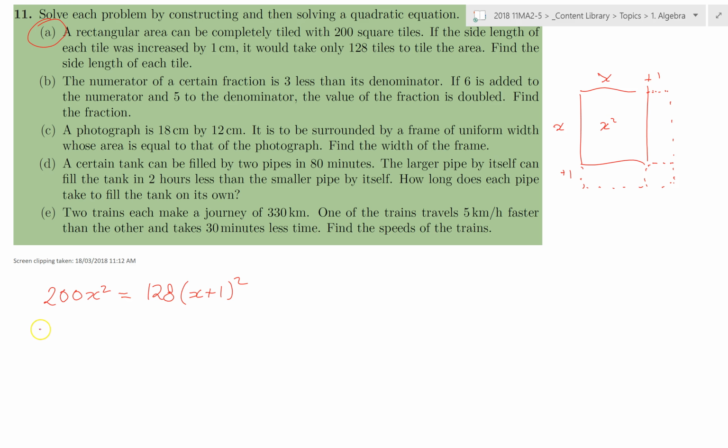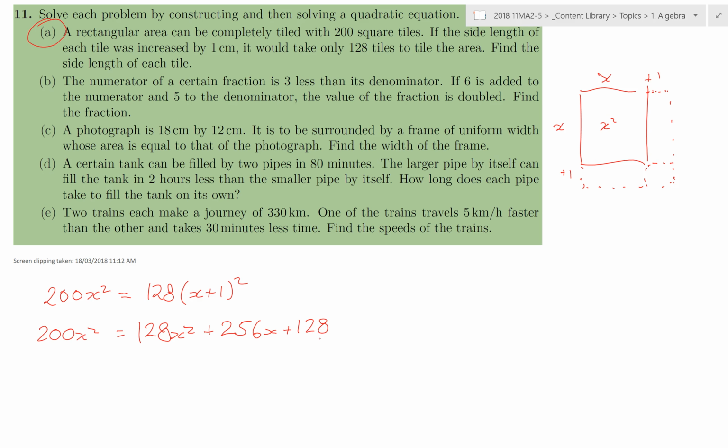Let's expand this out. 200x squared equals, now we're going to do two of these at once. Square this, x squared, 128x squared. Multiply them together and multiply it by 2. Multiply those together, I get x. Multiply it by 2, I get 2x. 2x times my 128 is 256x. Square that one is 1 times this, plus 128. Okay, so 200x squared equals 128x squared plus 256x plus 128.